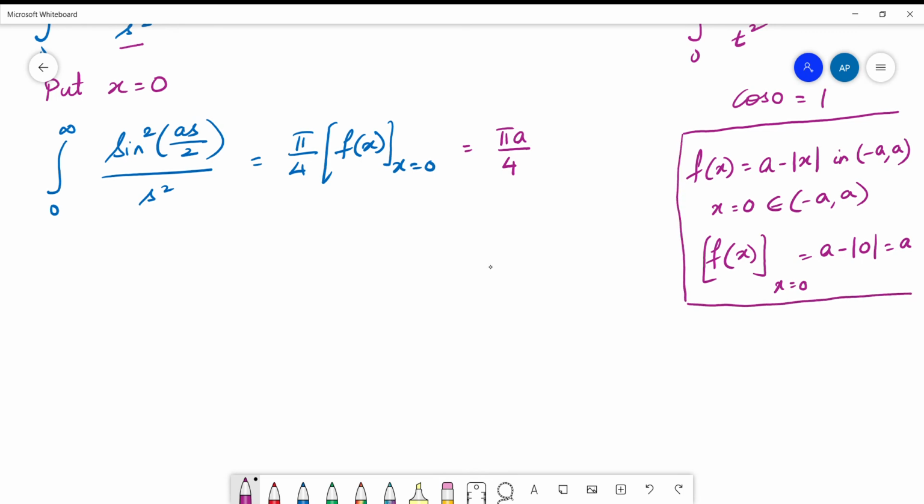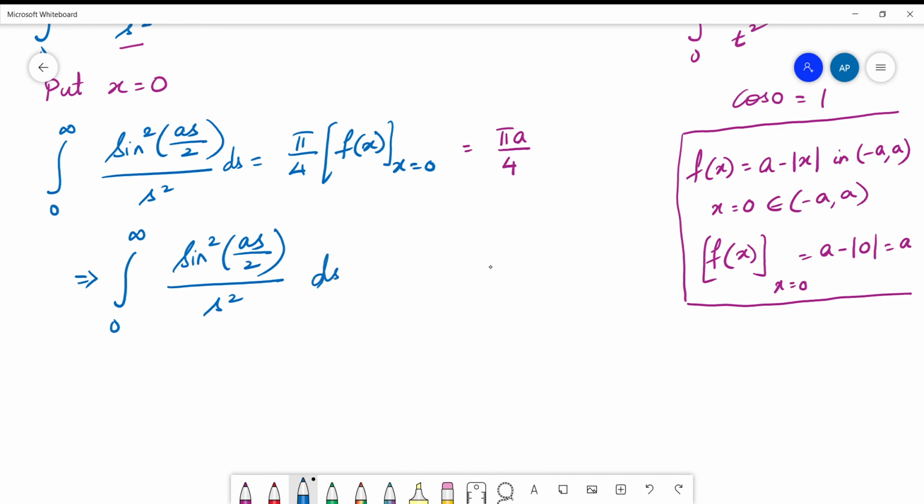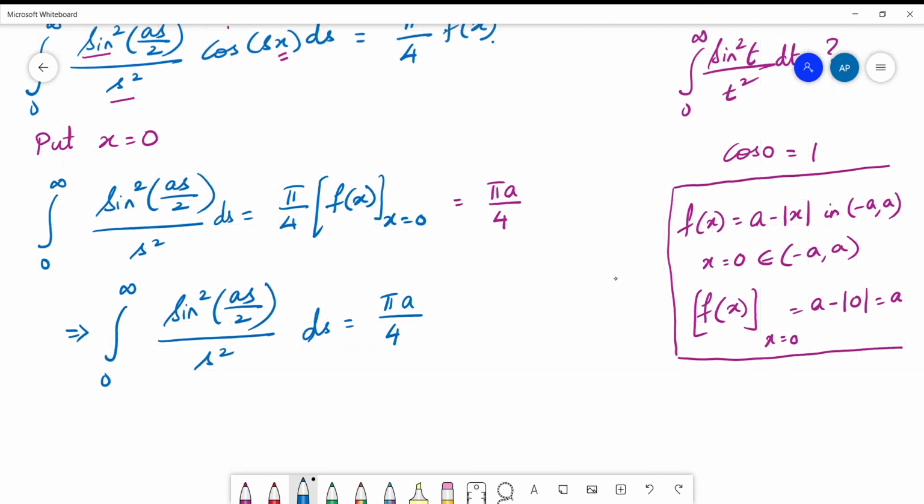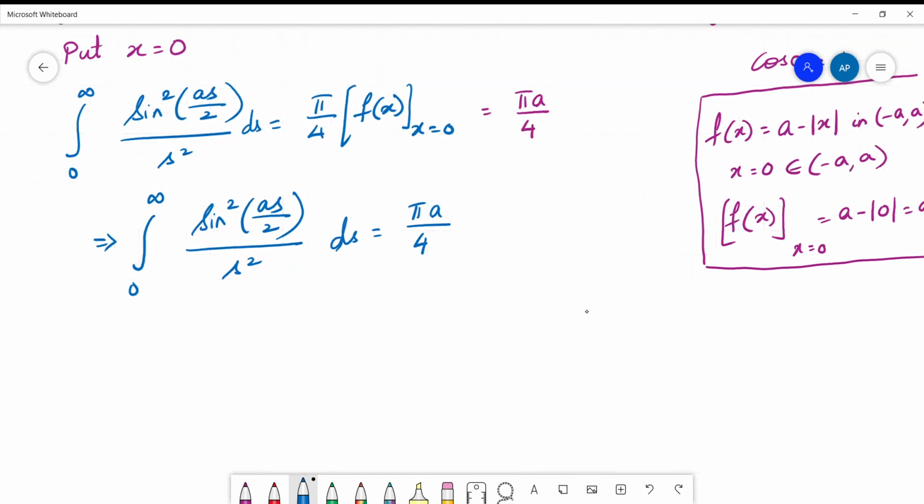So I have now substituted this value back into the function. So what did I get therefore? Let me rewrite it. Integral 0 to infinity sine square as by 2 by s square ds, we have forgotten ds here, equal to pi a by 4. Now, what is it we want actually? We want it of the form sine square t by t square. So again, I need this, but there is one a there. That a can be made to vanish because it's an arbitrary constant. So suppose I put a equal to 2. Don't you agree the denominator will get cancelled?